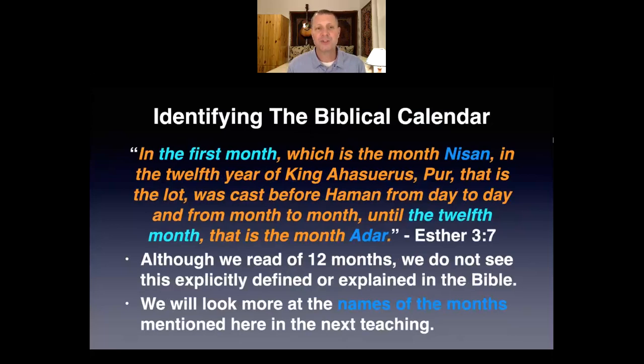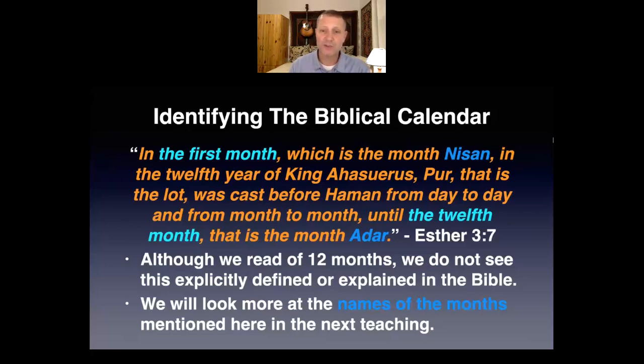We read this in Esther 3:7, quote, "In the first month, which is the month Nisan, in the 12th year of King Ahasuerus, Pur, that is the lot, was cast before Haman from day to day and from month to month until the 12th month, that is the month Adar." So here we see the first and the 12th month listed here in Esther 3:7.